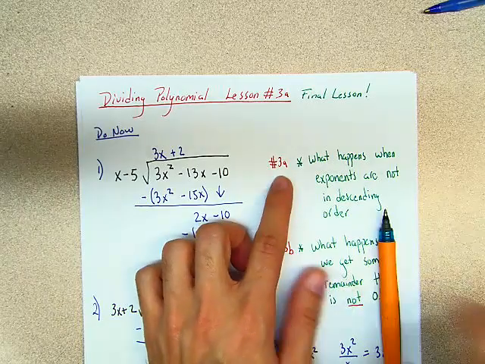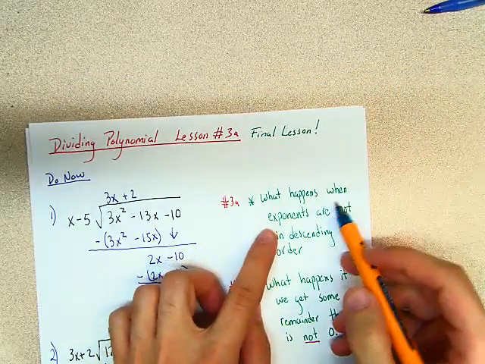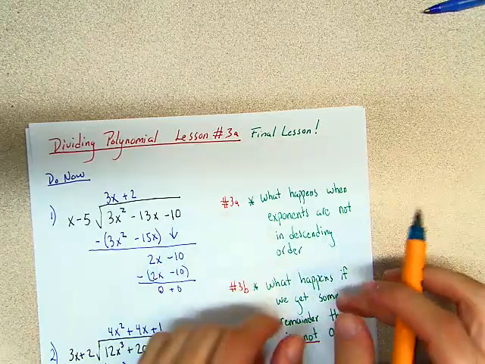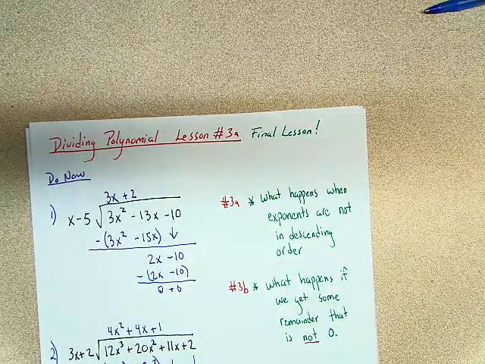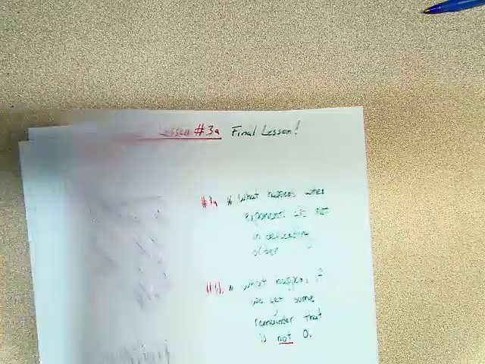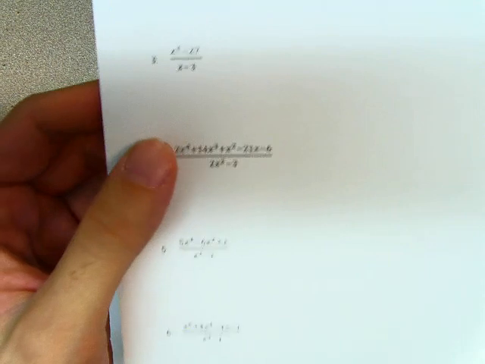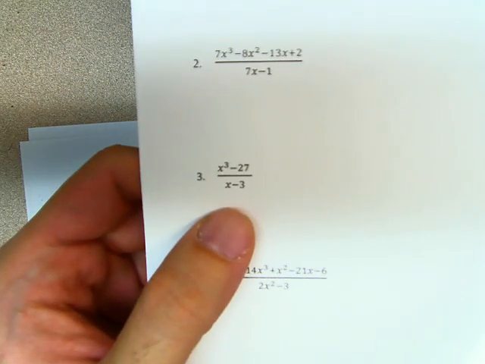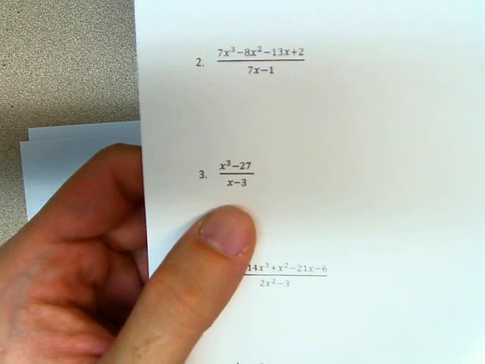So, 3A. It says, what happens when exponents are not in descending order? And I will explain what that means. Let's take a look at this problem from this sheet that you had before, right? I remember some of you had a problem doing this question here: x cubed minus 27 divided by x minus 3. And I'll show you what to do.